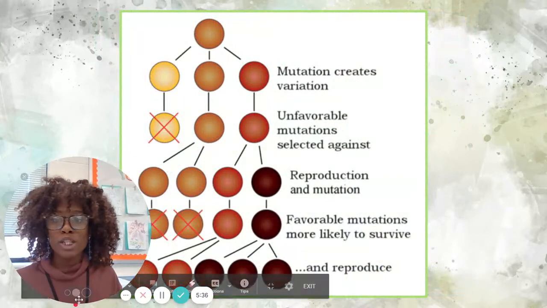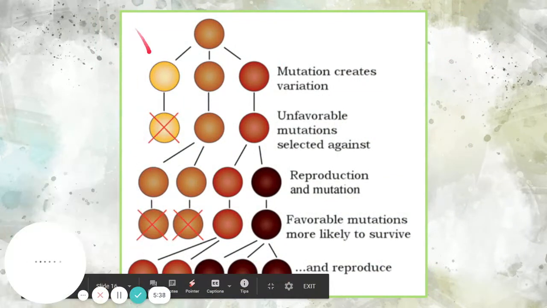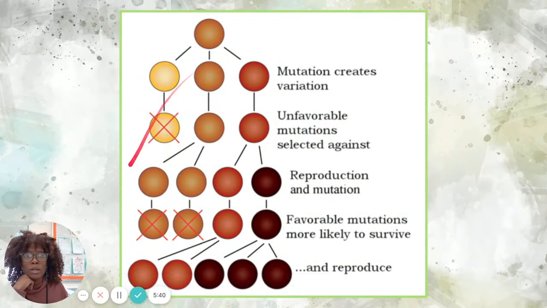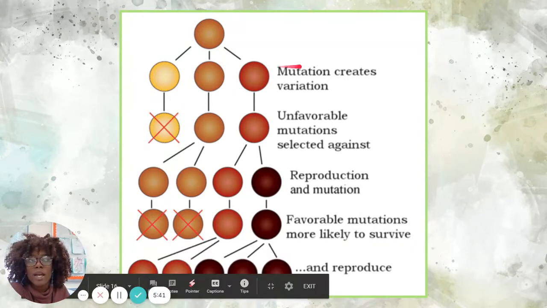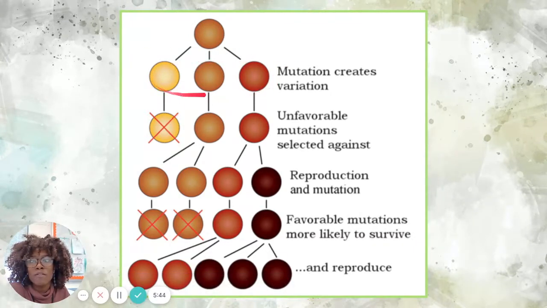Okay, so mutation example right here. We start off with one organism. That mutation is going to create some sort of variation. So some of the organisms are going to mutate to be this light color, while some of the organisms are going to mutate to be this color.